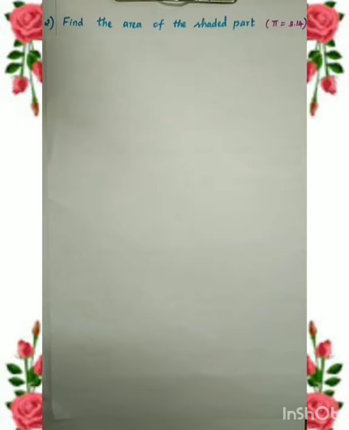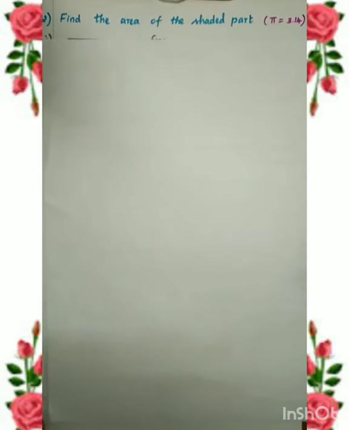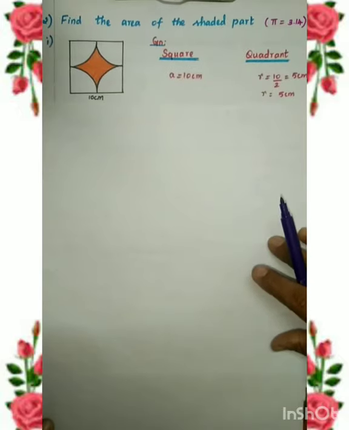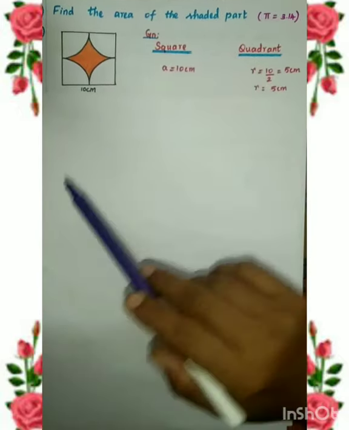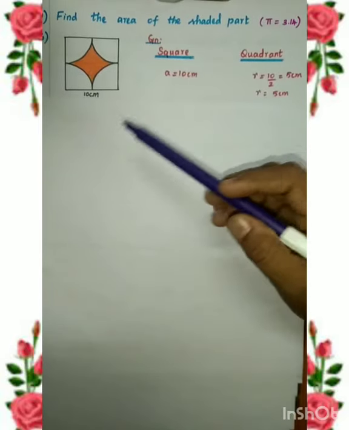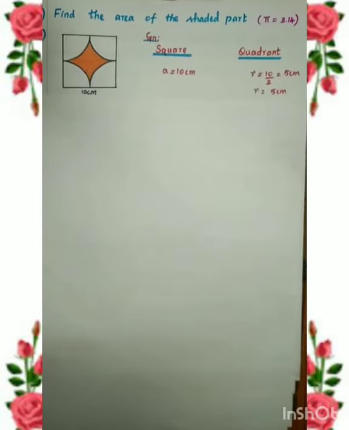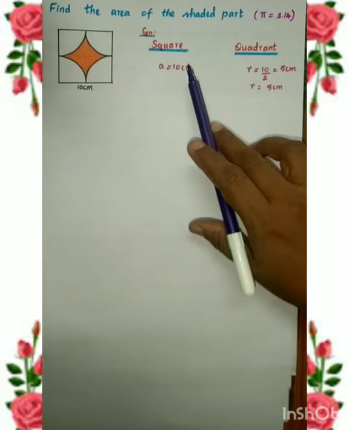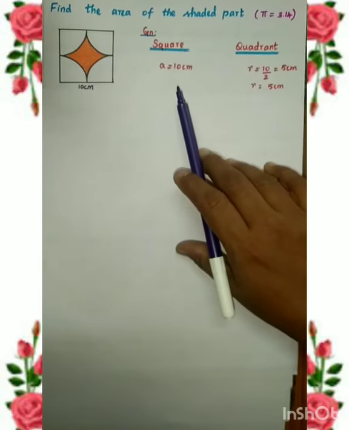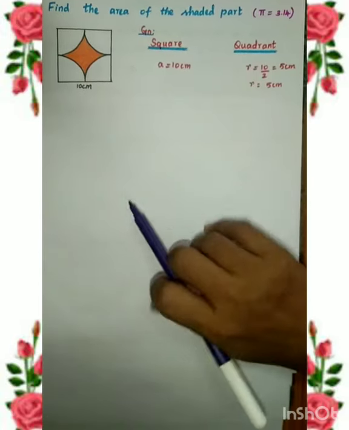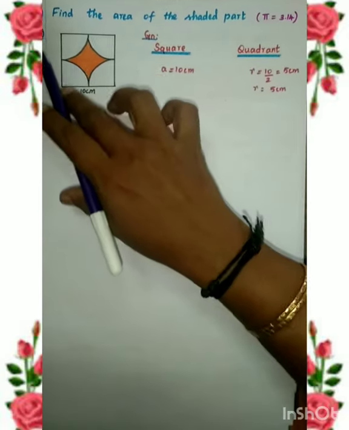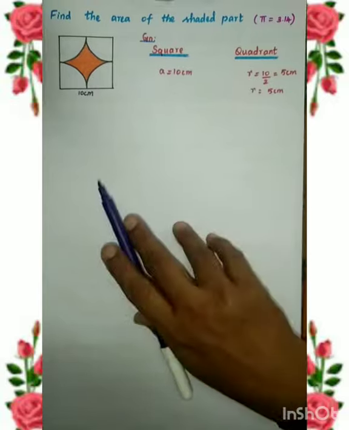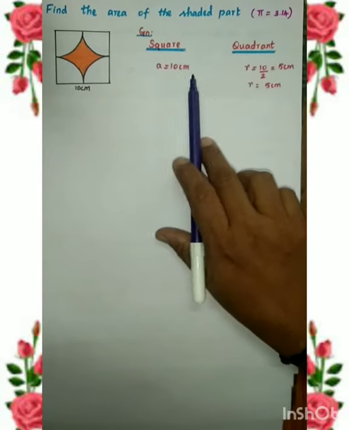Second problem, find the area of the shaded part. Pi value is 3.14. So the diagram is given. This is in the form of a square and inside the square we have 4 quadrant parts. So the combined figures are square and quadrant. Square means all 4 sides will be equal. One side is given as 10 centimeter, so all the remaining 3 sides also will be 10 centimeter. So a is 10 centimeter.